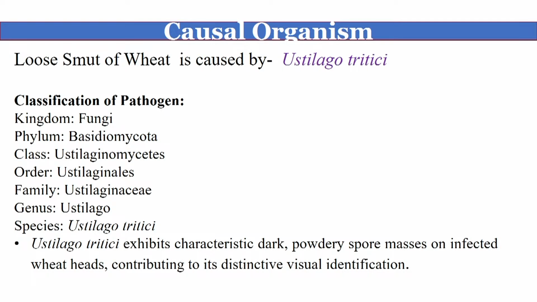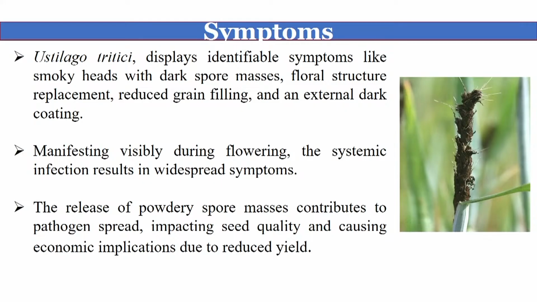And basically Ustilago tritici exhibits characteristic dark powdery spore masses on infected wheat heads, contributing to destructive visual identification on the overhead. It displays identifiable symptoms like smoky heads with dark spore masses, and the floral structures are completely replaced by dark spore masses, looking dark black in color, manifesting visibly during flowering.